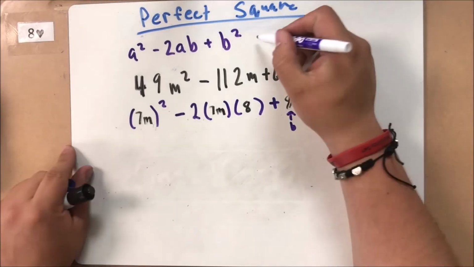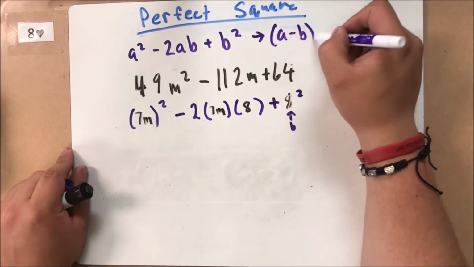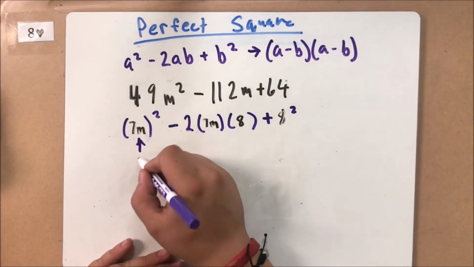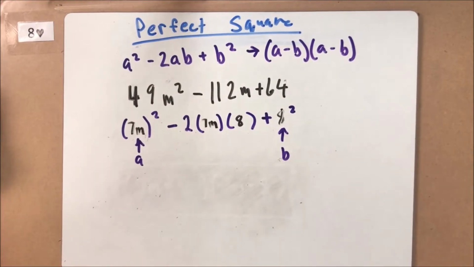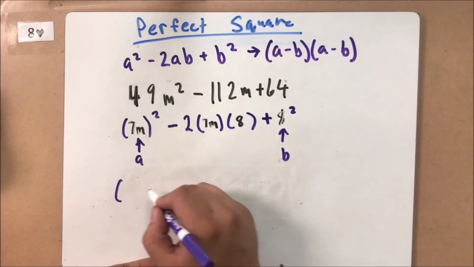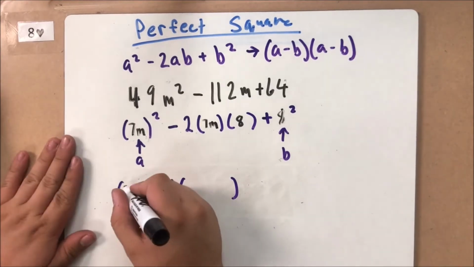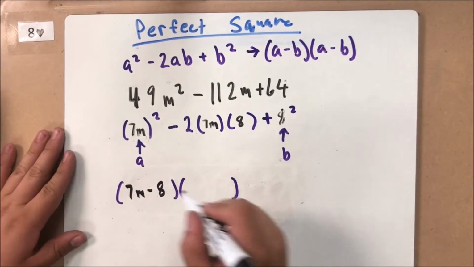To put our answer in factoring form, we have to put it in this form. So now that we have our a and b, we just plug it into the formula. Since we're dealing with the negative version of the formula, both of our b's are going to be negative.